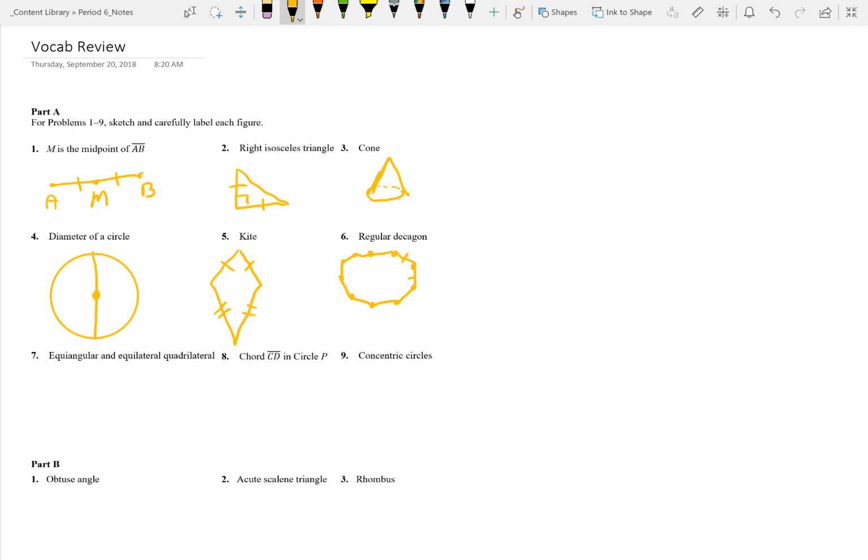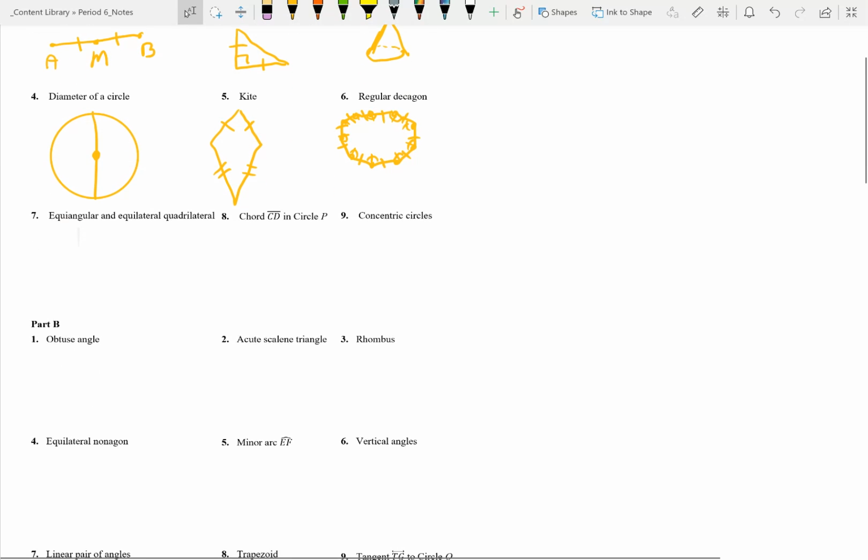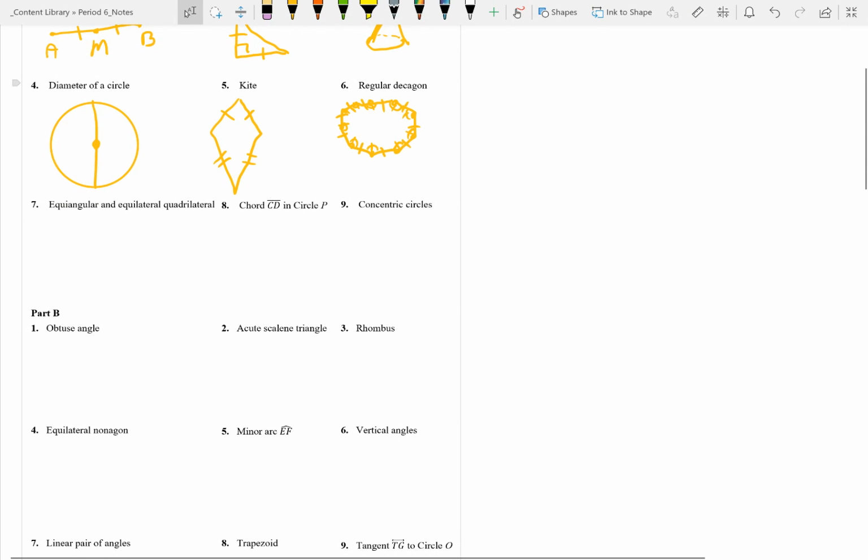Okay, so just going to mark them. All the sides are congruent, and then all the angles are also congruent. Okay, so all the sides are congruent, all the angles are congruent for a regular decagon. Equiangular and equilateral quadrilateral.